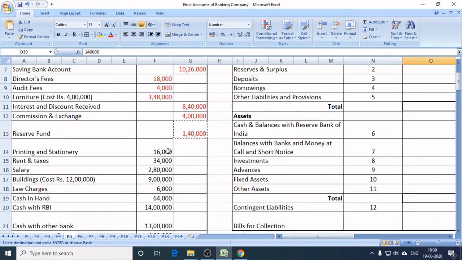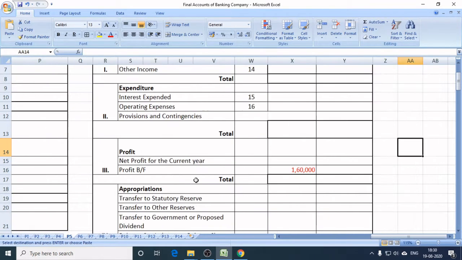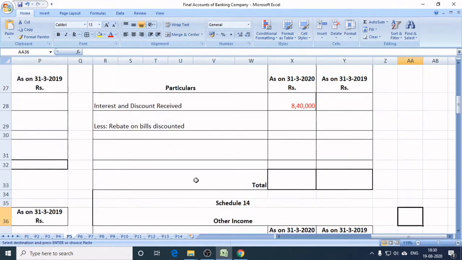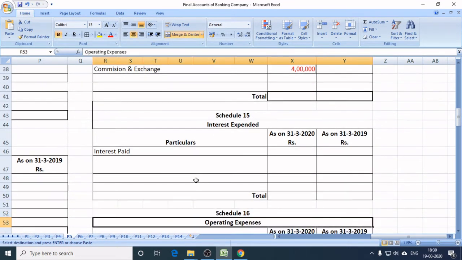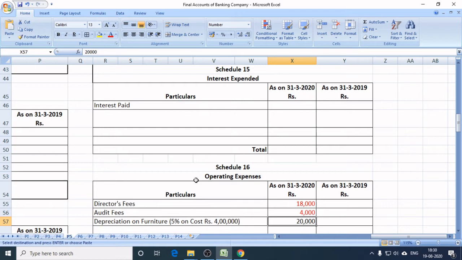Next in the problem is printing stationery, rent and salaries. Now these three ledgers have debit balances in the trial balance, and these are nothing but the expenses of the bank, and we have to show these expenses in schedule number 16, operating expenses. Just like interest earned, we have schedule number 15, interest expended.